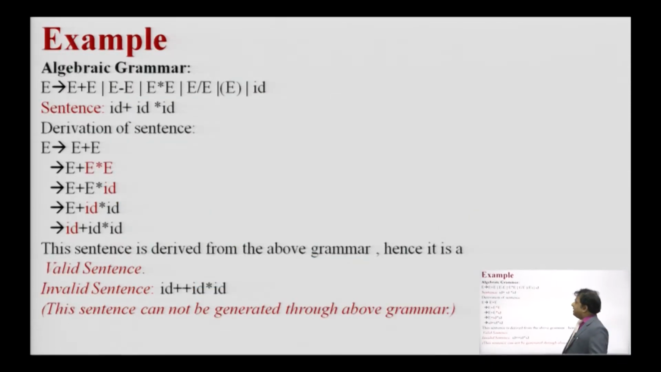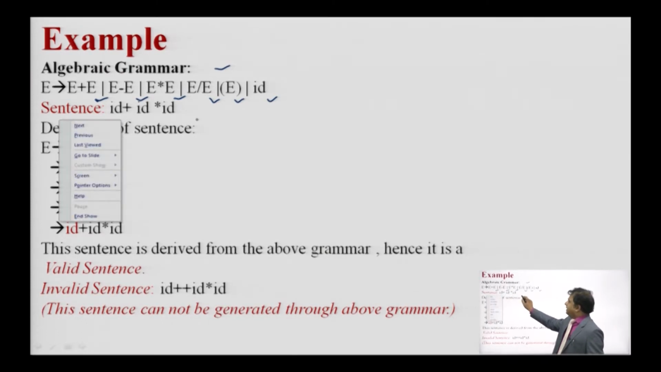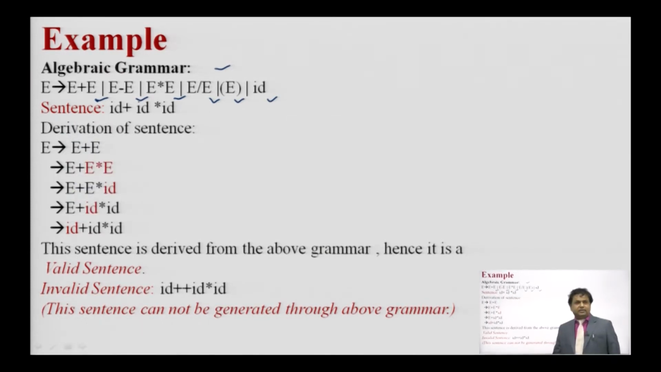For example, I take an example of the algebraic grammar. That is my grammar: E derives E plus E, E minus E, E multiplied by E, E divided by E, parenthesis of E, and the identifier. Suppose I want to check whether the sentence ID plus ID into ID is a correct sentence or not. How can we check the correctness of a sentence? If this sentence can be derived with the help of this grammar, then we can say that this sentence is a valid sentence or a correct sentence.